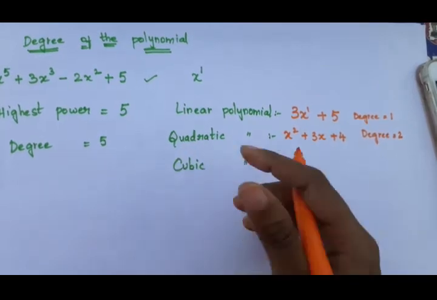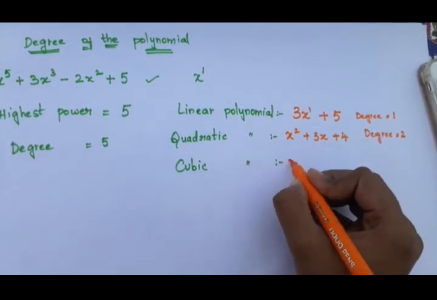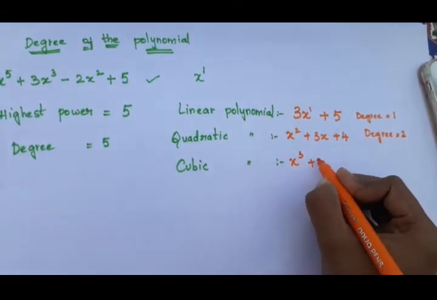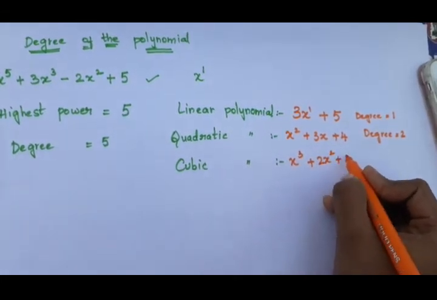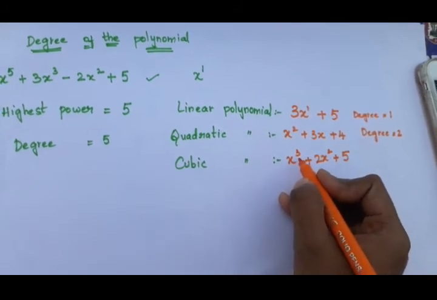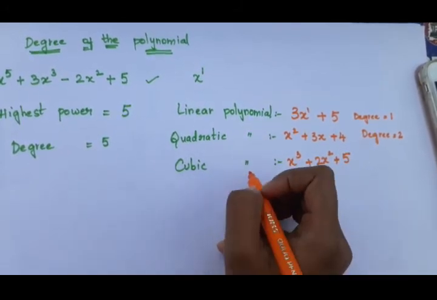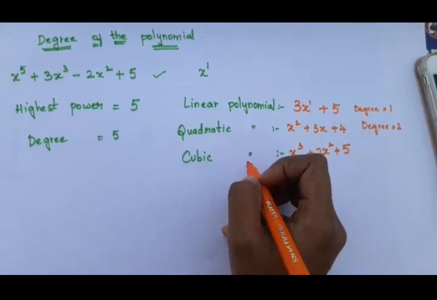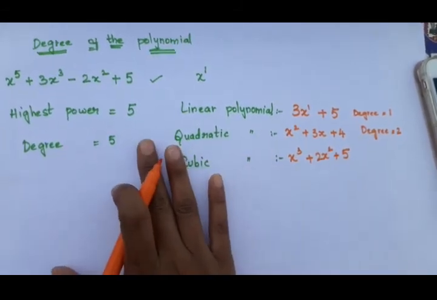Okay, cubic. What do you mean by cubic? If the highest power is 3, like 2x cube plus 5. See here, what is the highest power here? It is 3, that is, degree is 3. So it is a cubic polynomial. Okay, hope you all have understood today's topic, children.